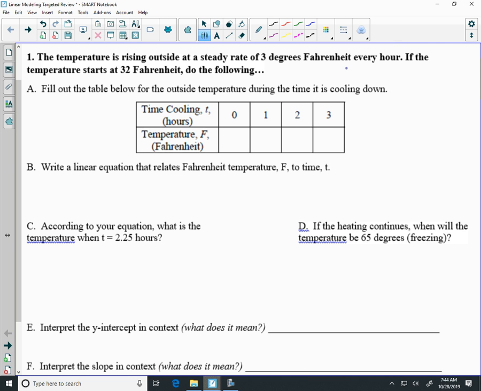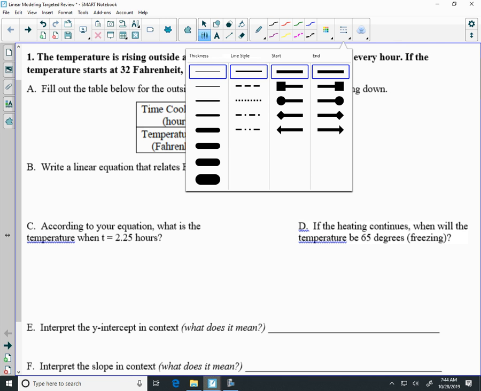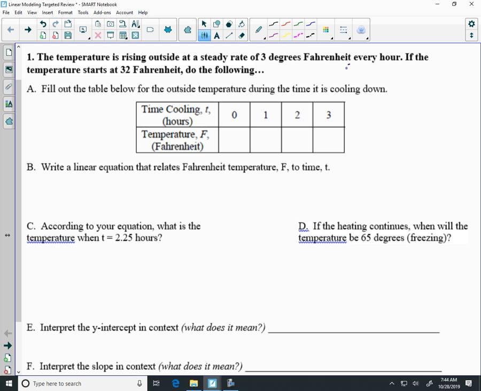Okay, here's number 1 from the targeted review on linear modeling. The temperature outside is rising at a steady rate of 3 degrees Fahrenheit every hour. If the temperature starts at 32 degrees, do the following. So we're going to fill out a table, write an equation, and then do some work with that equation.